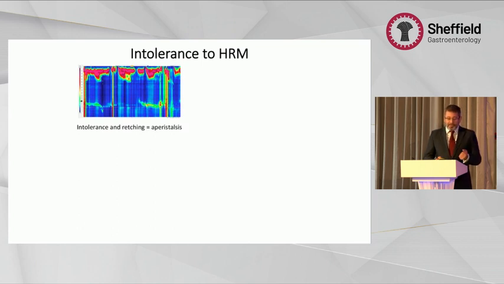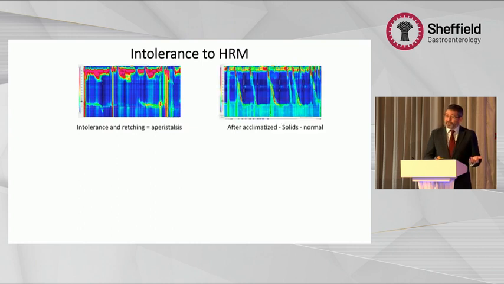So in this context, this patient has aperistalsis. This is a major motor disorder. He has no motility at all. However, he's vomiting, he's intolerant. Thankfully, this patient tolerated after a while and acclimatized, and you can see eventually motility appeared. And so this patient has normal motility, and he's been removed from the major motor disorder bracket.